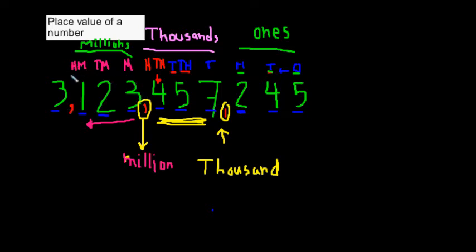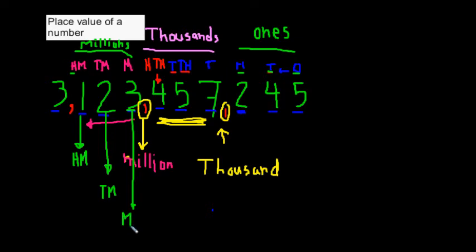The H means that it is in hundreds. So 1 is in hundreds, and the M means this is in 100 millions. So the place value is 100 millions. Then 2. 2 is in tens, but we are talking about millions, so it is 10 million. And 3 is in ones, but it's not ones. 3 is in millions.